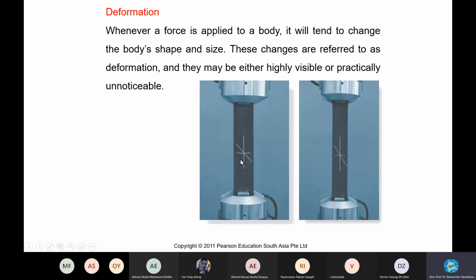That's it. Okay, I hope you understand now. These changes are referred to as deformation. It can be tangential or longitudinal, all are deformation.